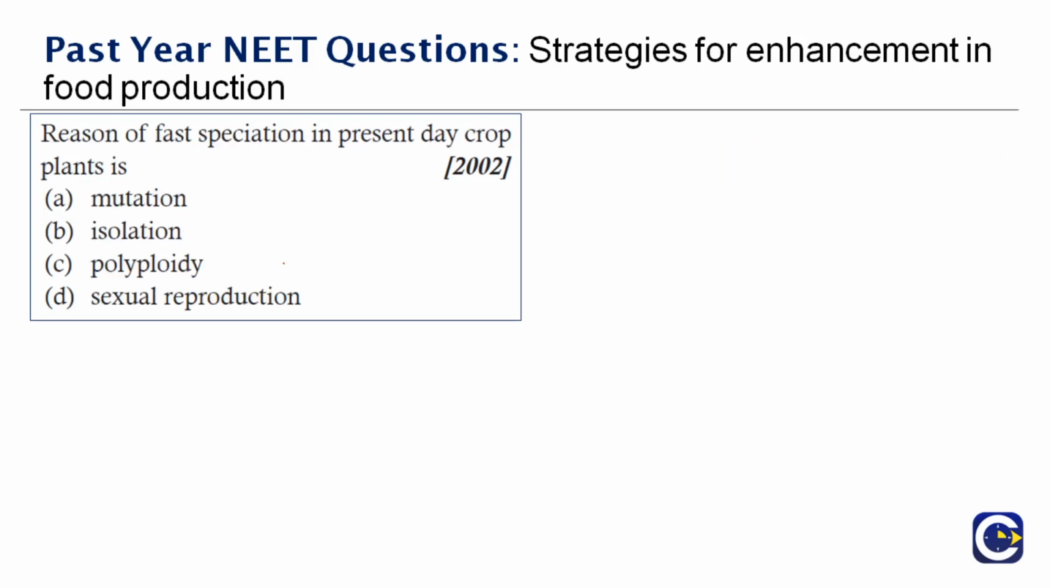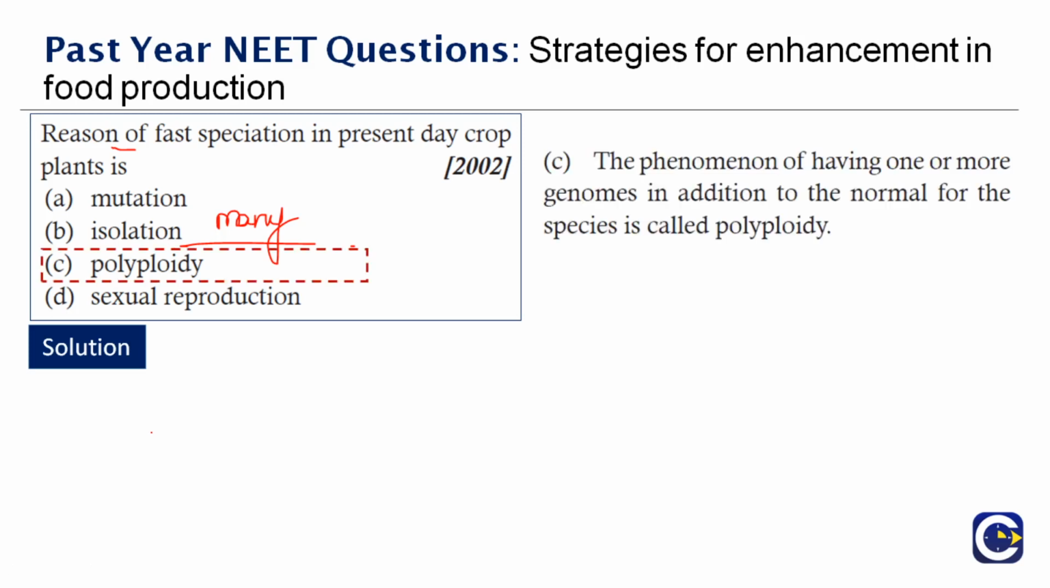Okay, next question here. Reason for the fast speciation in present day crop plants is dash. The phenomenon of having one or more genomes in addition to the normal for the speciation is called polyploidy. Poly means many, right? So the clue is here, where a normal system will have the genes which are innate in it, and when you're adding something to it, or the phenomenon of having one or more genomes in addition to the normal one, you call that polyploidy, and this is the reason for the fast speciation in present day crop plants. Therefore the right answer is option C.